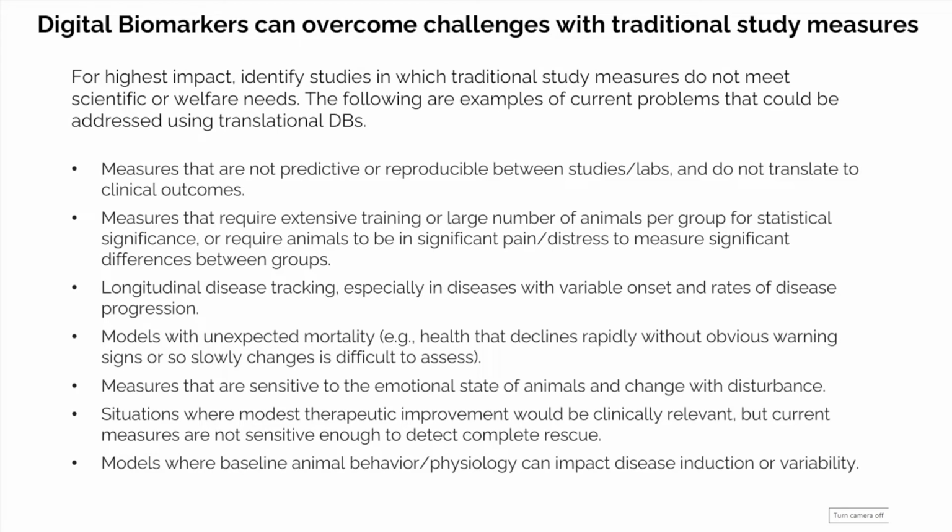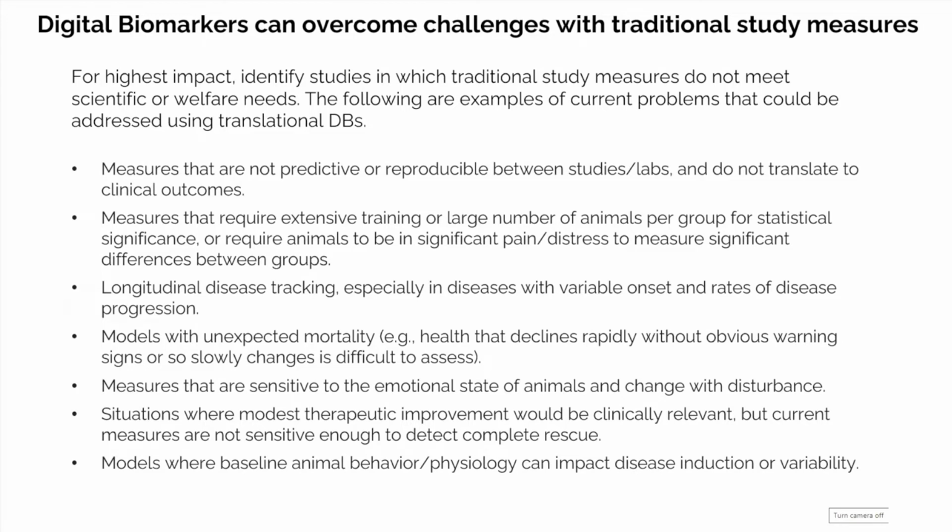In the second bullet point, measures that require extensive training or a large number of animals per group for statistical significance, or even pain and distress. We've published an article, or there was an article published quite a while ago, back in 2017 now, on using digital biomarkers for arthritis.